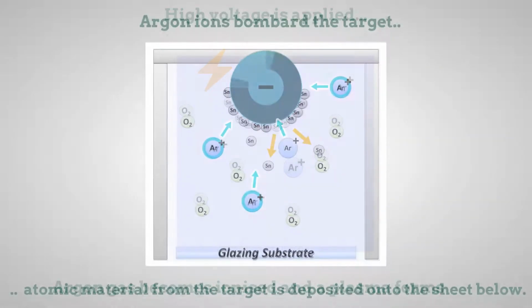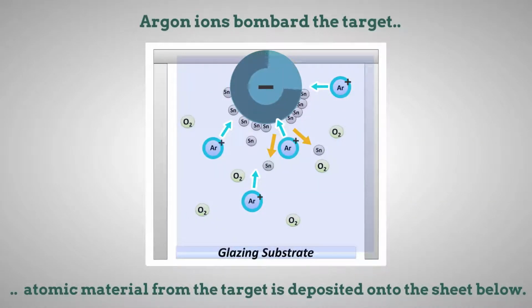These ions are continuously accelerated towards the target's negatively charged surface. And this bombardment means that the atoms on the target will be sputtered onto the glass or acrylic sheets steadily moving along rollers through the chamber below.